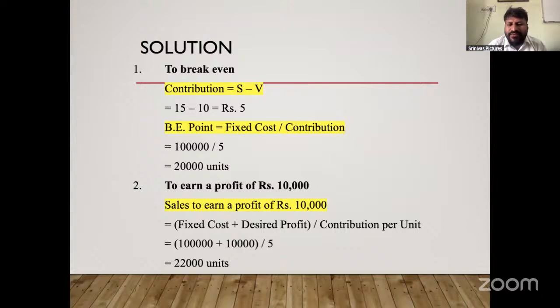And sales to earn the profit of rupees 10,000. So fixed cost is equal to how much? 1 lakh. And desired profit how much? 10,000. What is the contribution per unit? So total 5 rupees is the contribution per unit. Total 1,10,000 divided by 5 rupees contribution per unit. So 22,000 units we need to sell. If you sell 22,000 units, you will earn 10,000 rupees of profit.